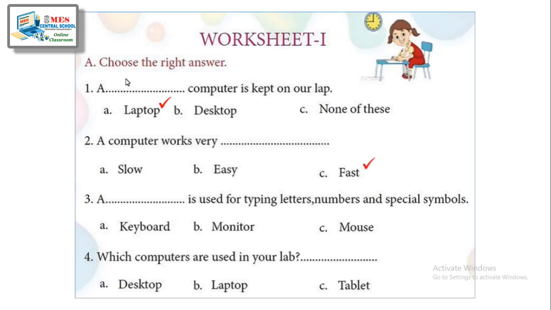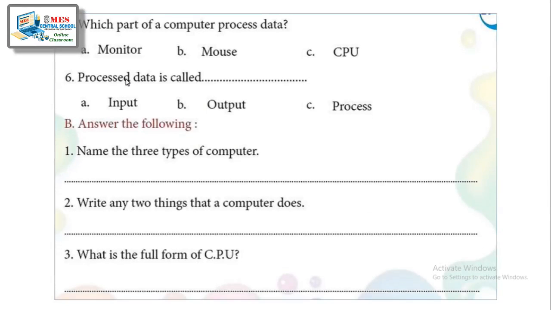A dash is used for typing letters, numbers and special symbols. Among these three, which one we are using for typing letters, numbers, special symbols? Answer is keyboard. Which computers are used in your lab? That means in your school lab, which computer are used? Normally, in almost all the school computer labs, we are using desktop computers. Okay. This also you may write in your notebook.